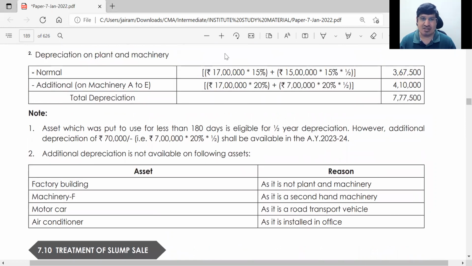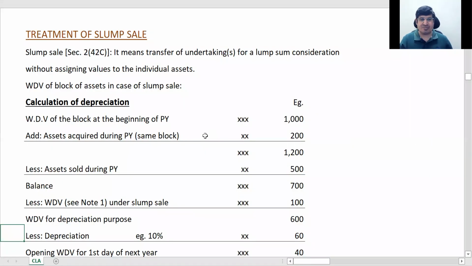Right? Now I'm taking you back. Treatment of slump sale. Okay, this is where I'll just close it after this. Okay, 10 minutes maybe. Okay, after this we'll close the session.